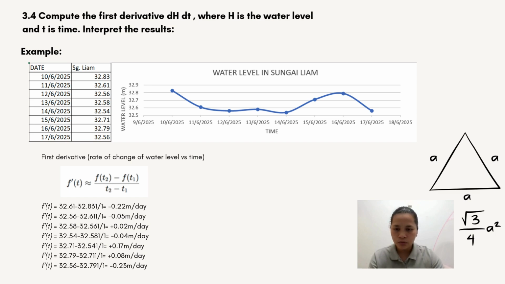To calculate, we take the water level from 10 June minus the water level from 11 June. For example, 32.83 minus 32.61, divided by 1, and we got negative 0.22 meter per day.